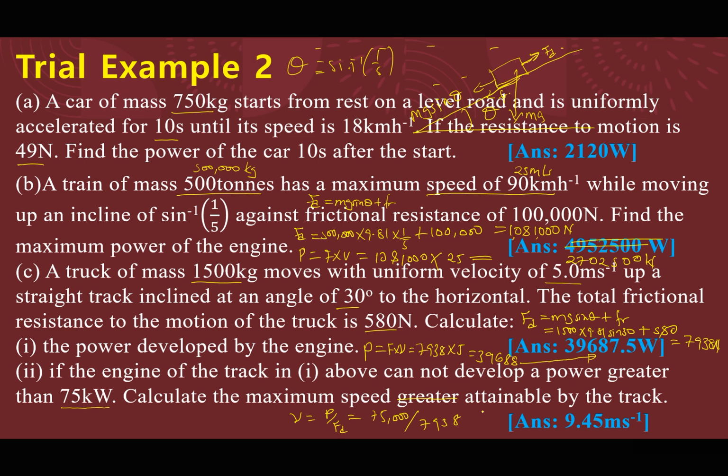So 75,000 divided by 7938, which is 9.45 as required. So because this is the driving force, we just make V the subject, and that is the answer. Yeah, that is a good trial example.